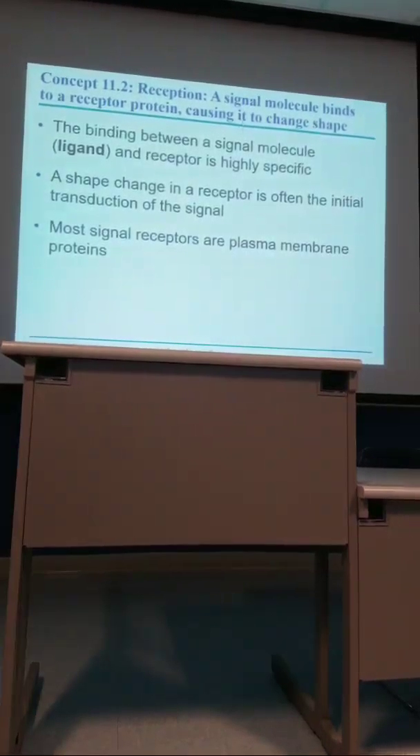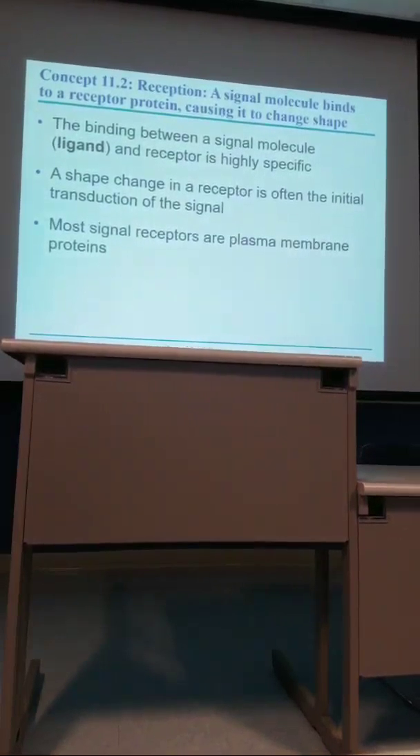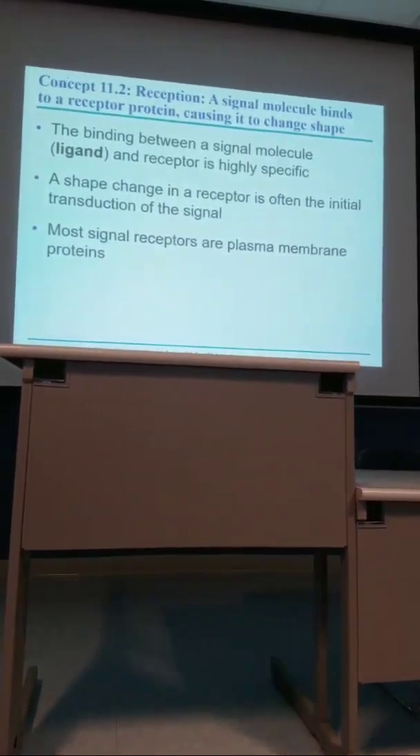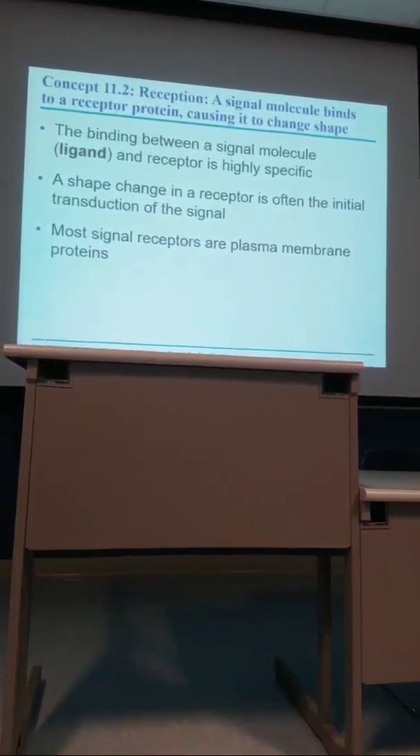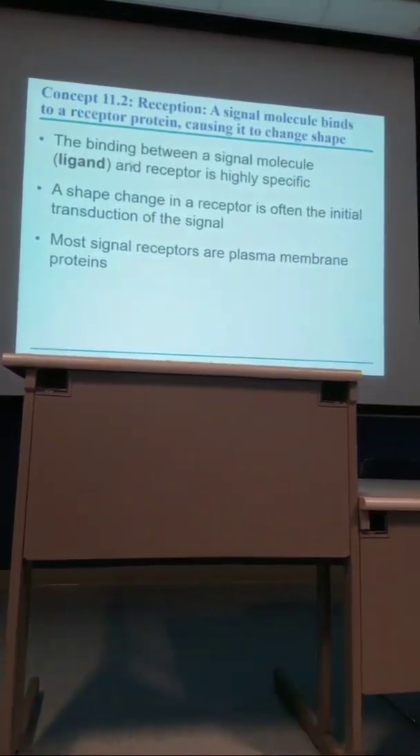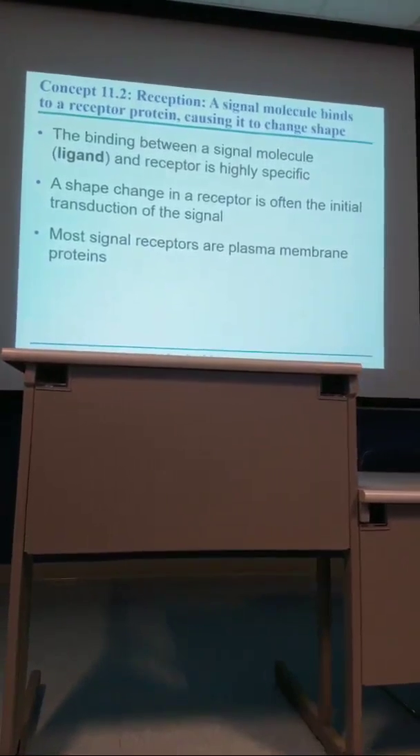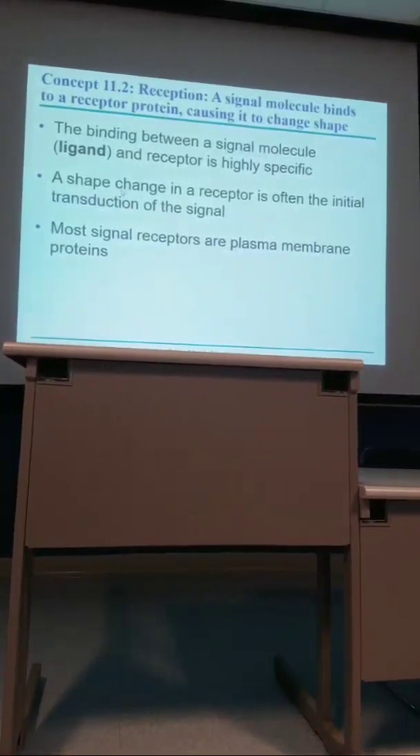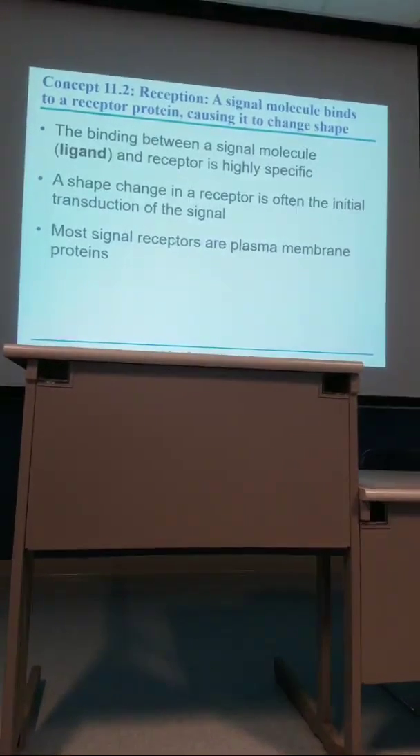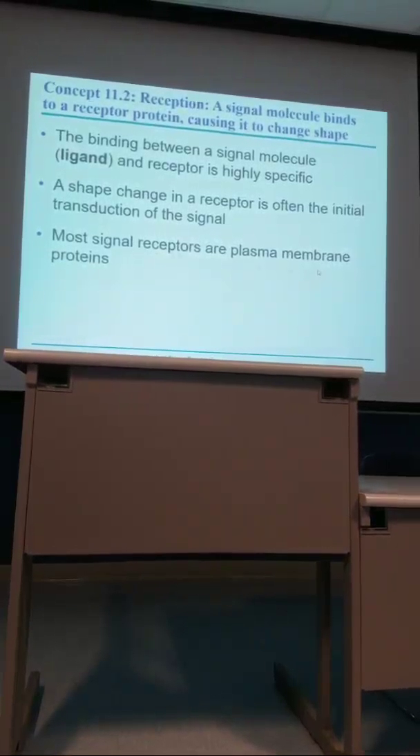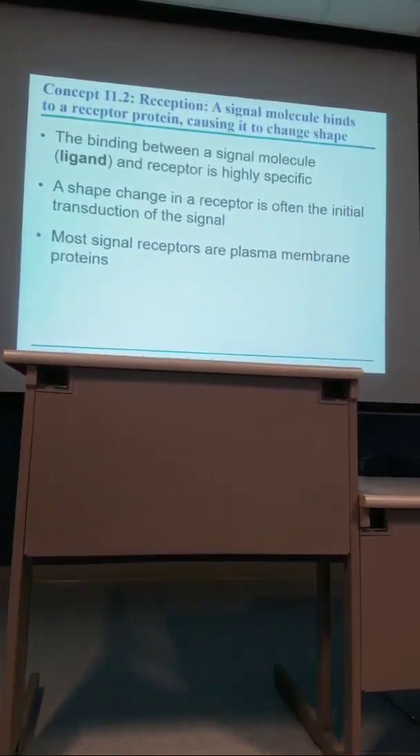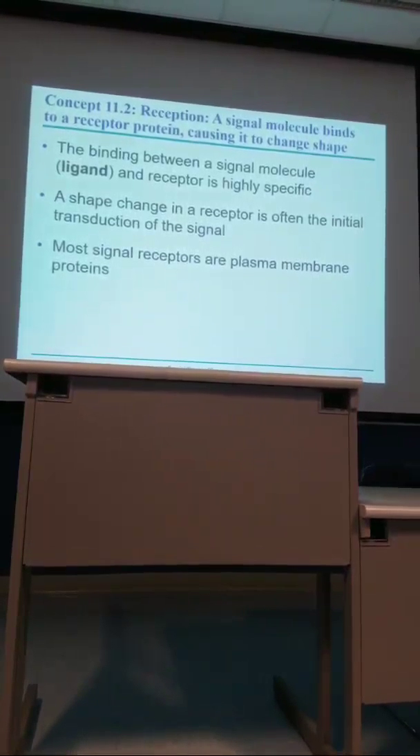You will hear this term a lot, and I do want you to remember it: ligand. A ligand is a molecule that causes a signal to occur. And I want you to remember that most of these signal receptors are in the plasma membrane of the cell and are these proteins.